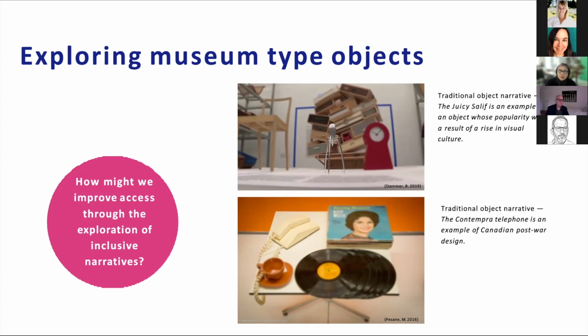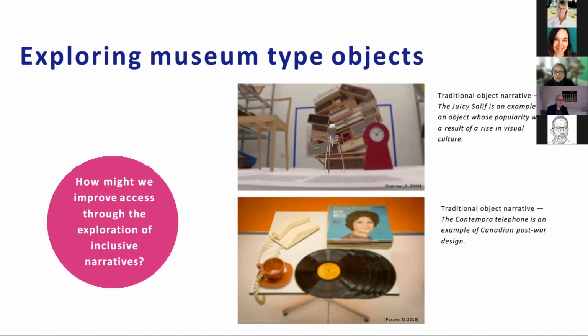The Juicy Salif is shown on the top photo, as it was displayed at the Vitra Design Museum. It's that shiny silver object with the three legs just to the left of that red clock. The object narrative for the Juicy Salif is commonly expressed as an object whose popularity was a result of the rise of visual culture in the early 1990s. So very much a visual narrative.